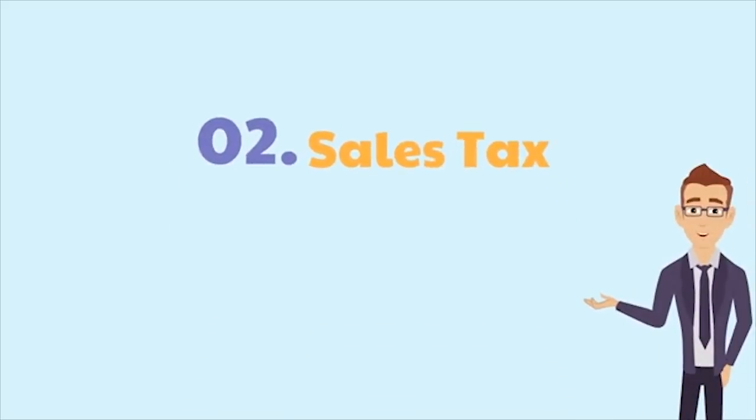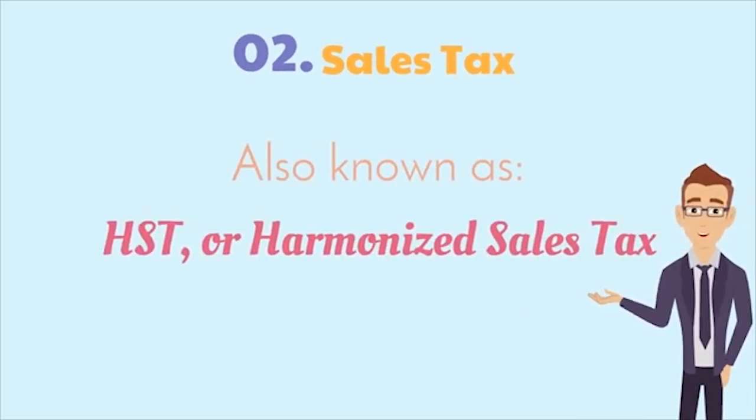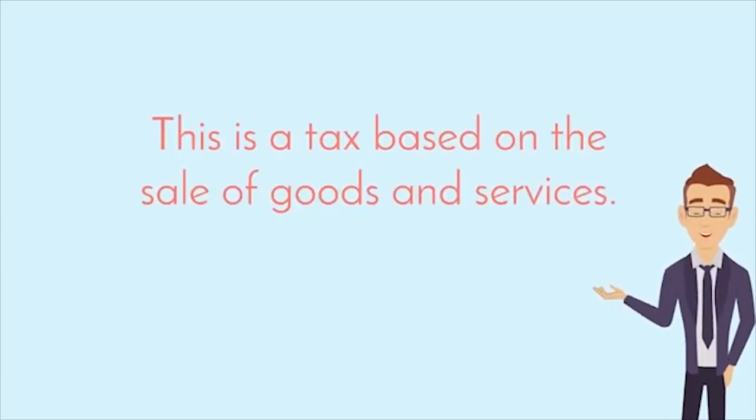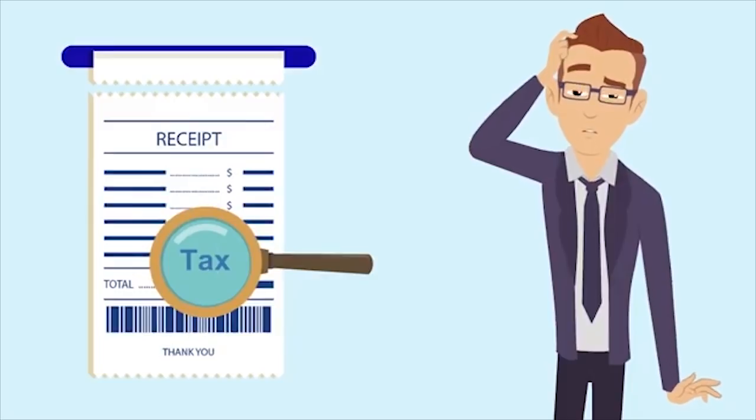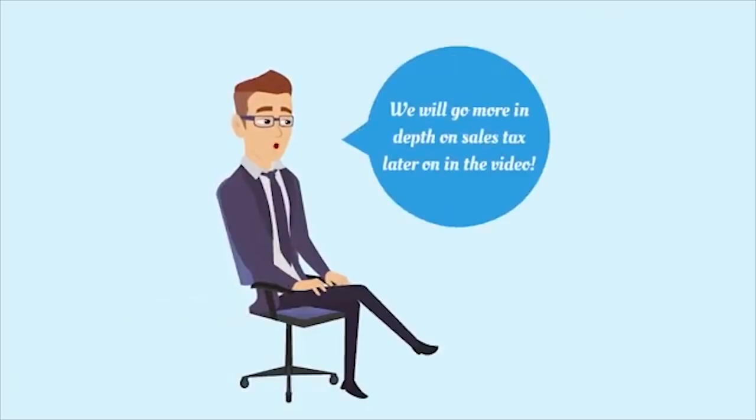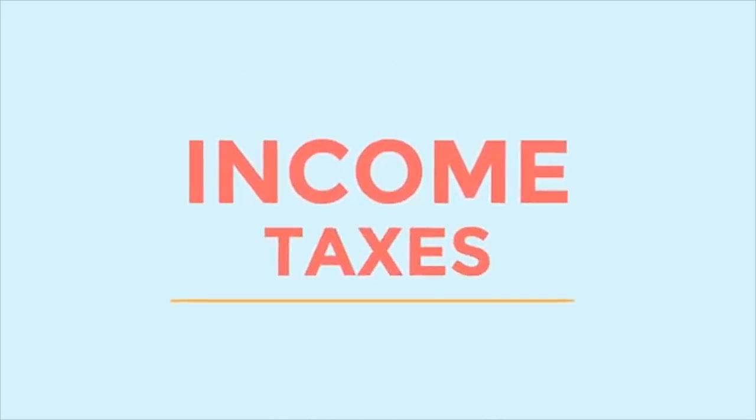The second is sales tax, also referred to as HST, or Harmonized Sales Tax. This is a tax based on the sale of goods and services. When you buy something, you can see how much sales tax you paid on your receipt. We will go more in depth on sales tax later on in this video. Now back to income tax.